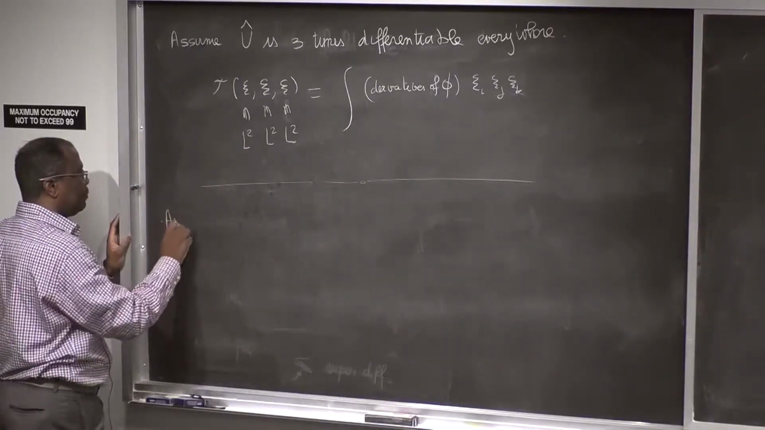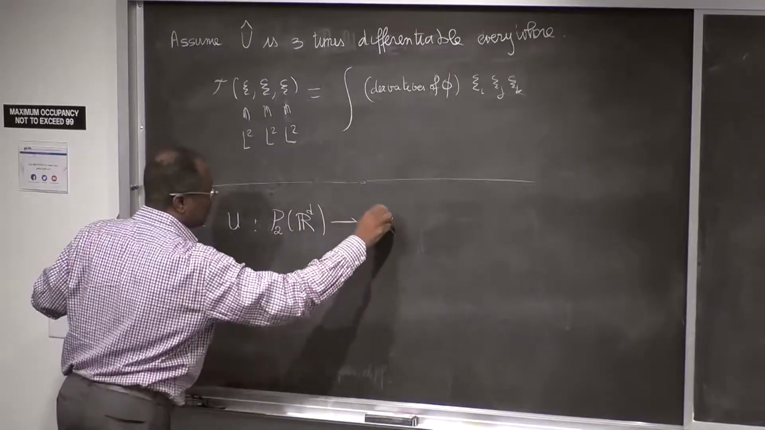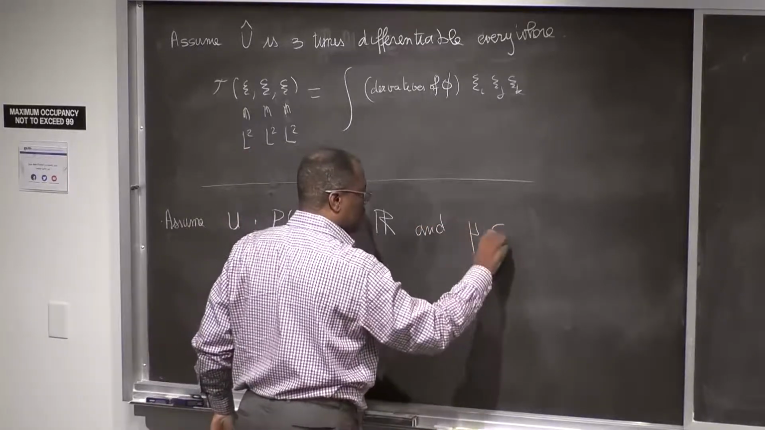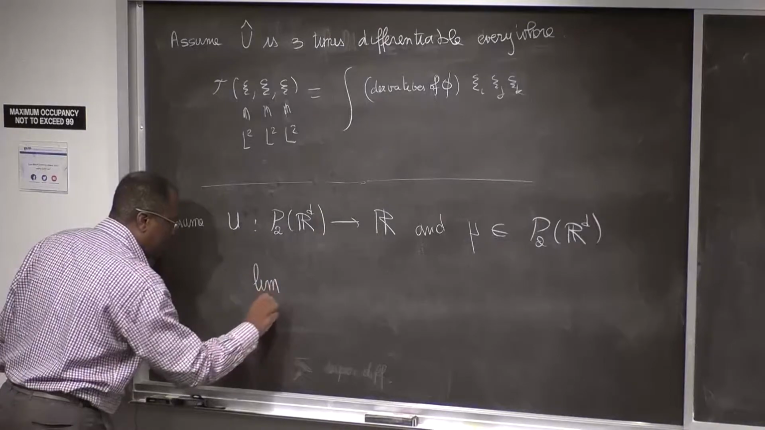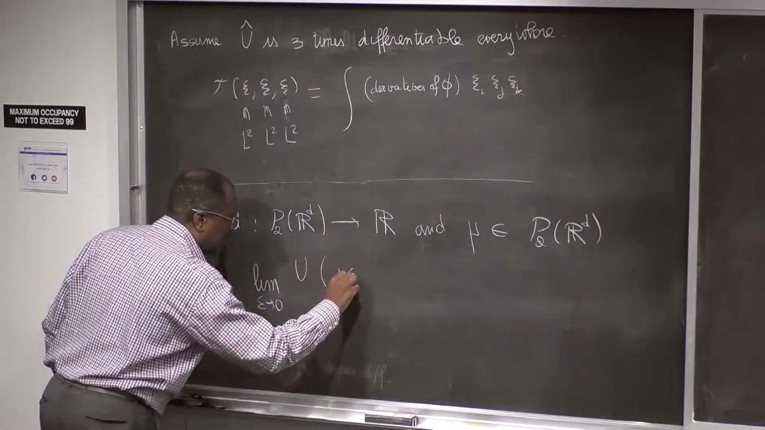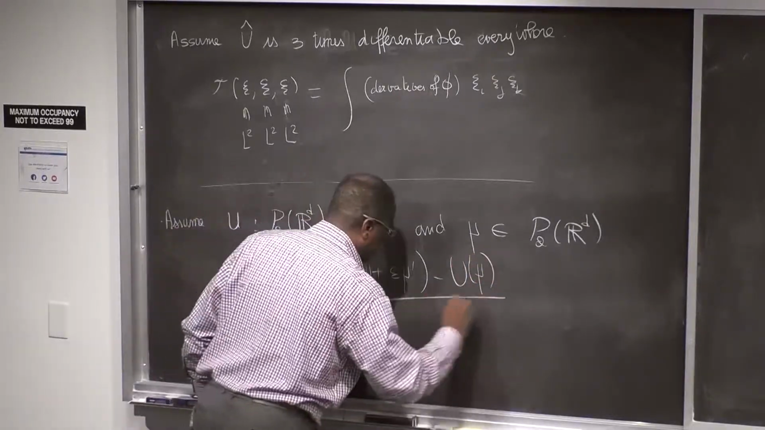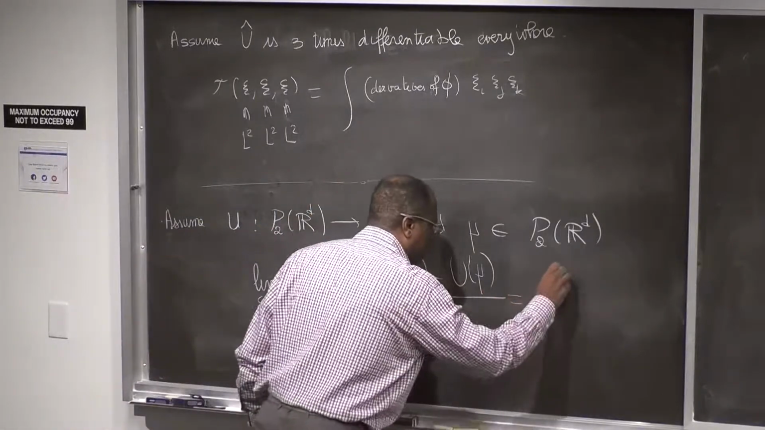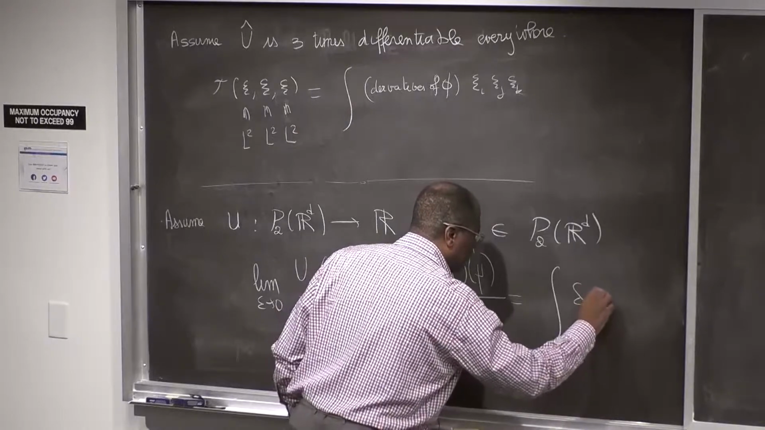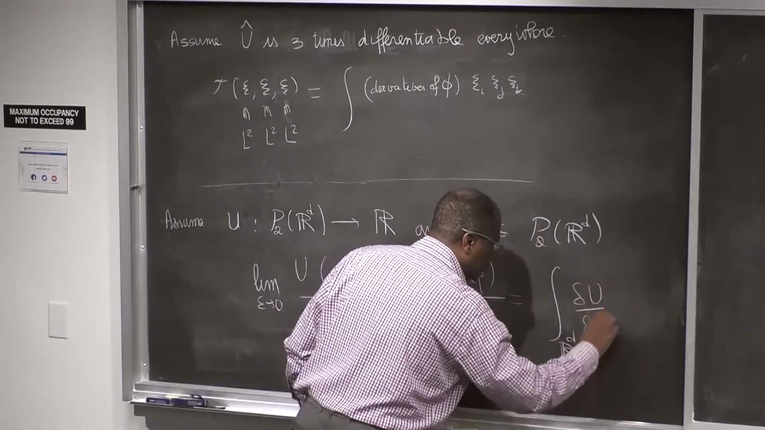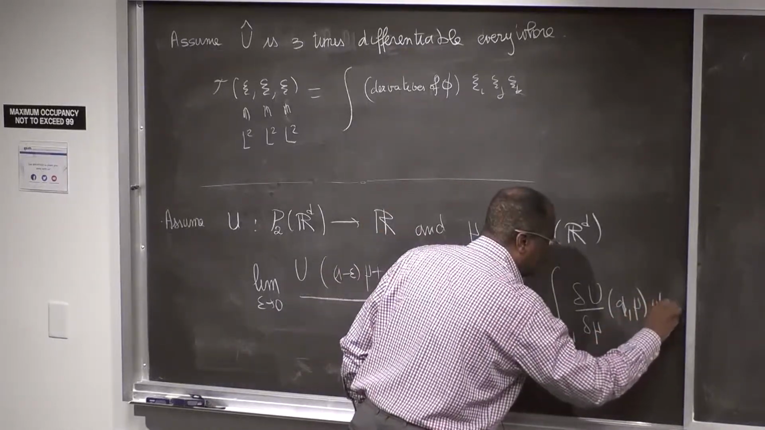So assume I am given a function u from the set of probability measures on Rd to R. And let mu and mu prime be probability measures on Rd. I am going to look at the limit when epsilon goes to 0 of u of (1 minus epsilon) mu plus epsilon mu prime, minus u of mu. If the limit exists, and if I can say that I have a representation formula for that, it is the integral over Rd of delta u over delta mu of mu at q, times (mu prime minus mu) dq.